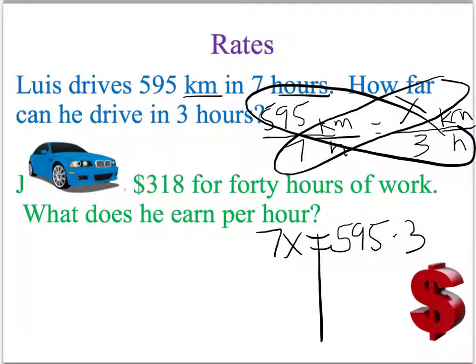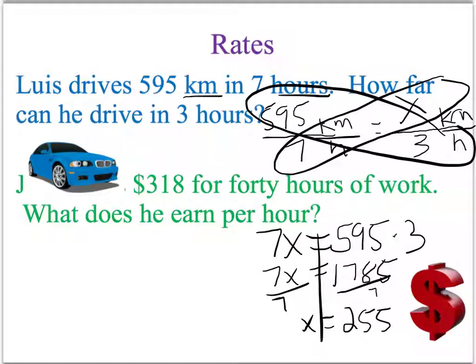Okay, so 595 times 3 is 1785. Bring down the 7x. And I'm going to divide by 7 on both sides. So x is going to be equal to 255 kilometers. Okay, so let's check to make sure our answer makes sense. So if I can go about 600 kilometers in 7 hours, then I can go about 300 kilometers in 3 hours. And that's pretty close. It's actually less, it's 250 about, so that does make sense.